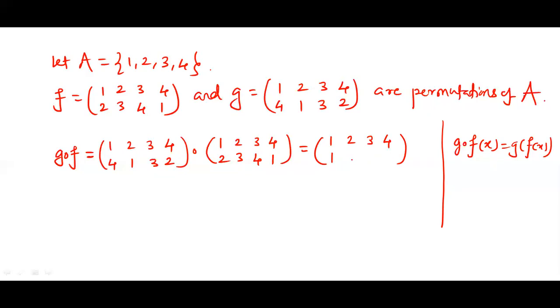What is g naught f of 2? G naught f of 2 is g of f of 2. F of 2 is 3 and g of 3 is 3. Means under function g naught f, 2 maps to 3. G naught f of 3 is equal to g of f of 3. F of 3 is 4 and g of 4 is 2. And g naught f of 4 is g of f of 4. F of 4 is 1 and g of 1 is 4. This is permutation g naught f.